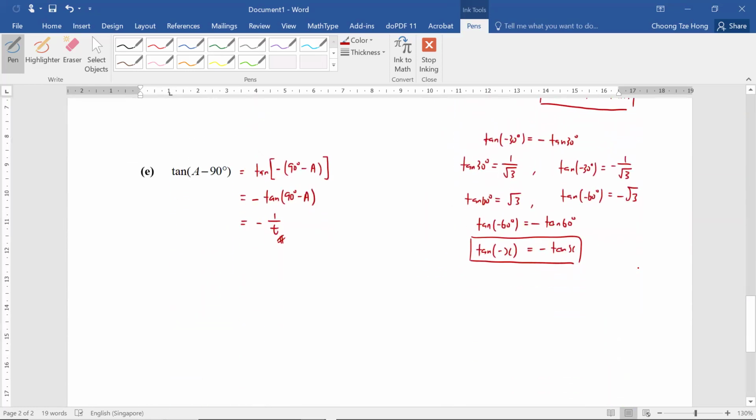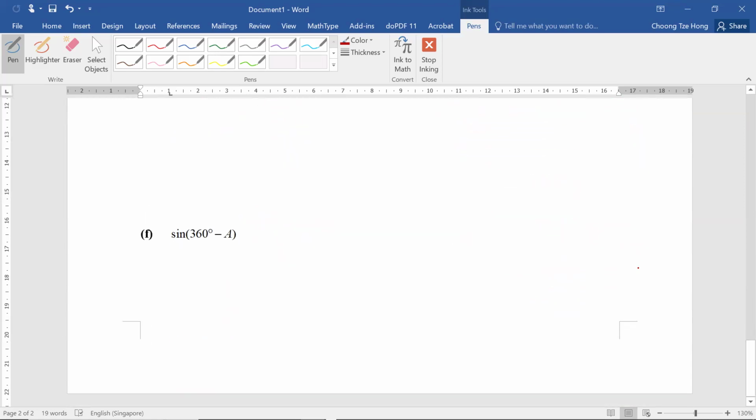Such things are seldom tested, but hopefully with this you will be able to understand better and you can tackle it more confidently if you see the question in your exam.